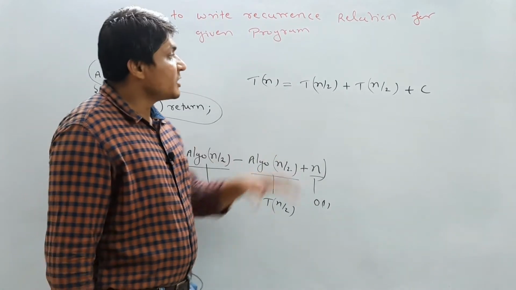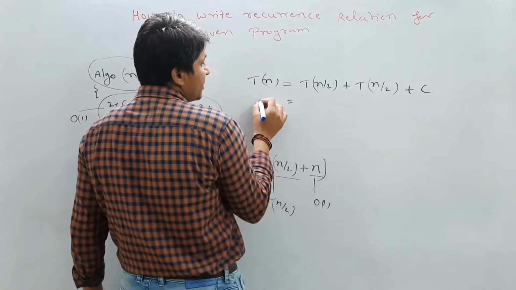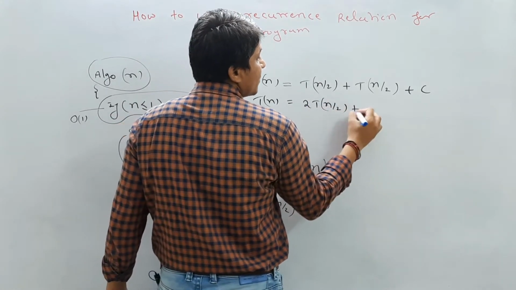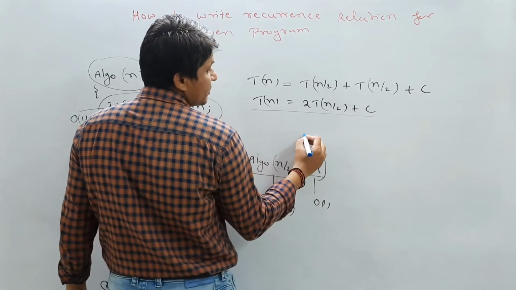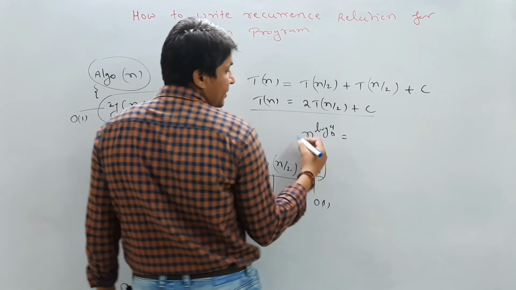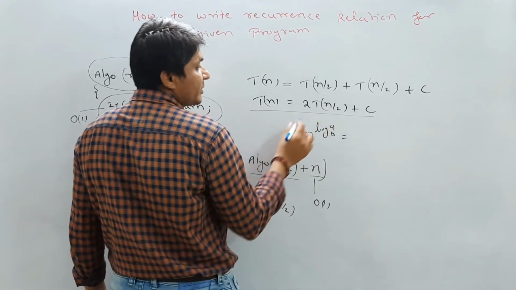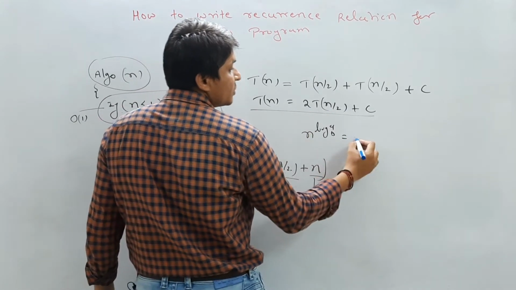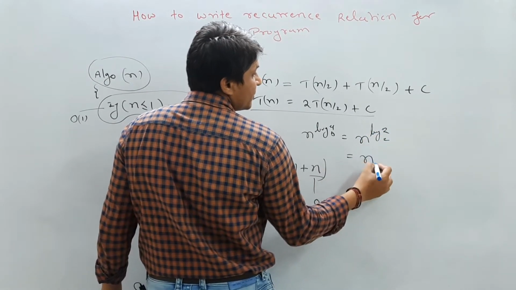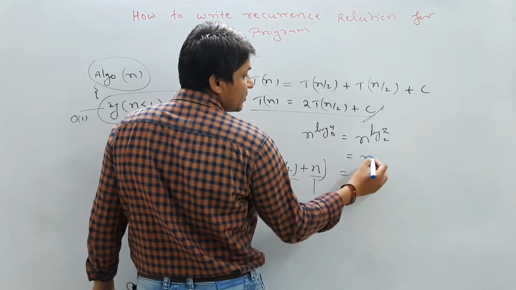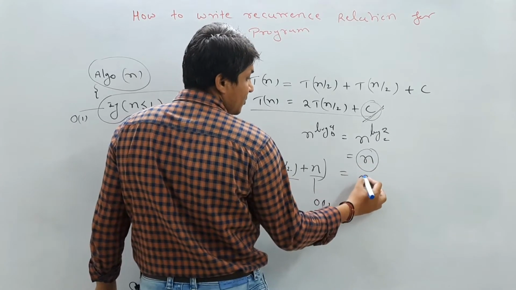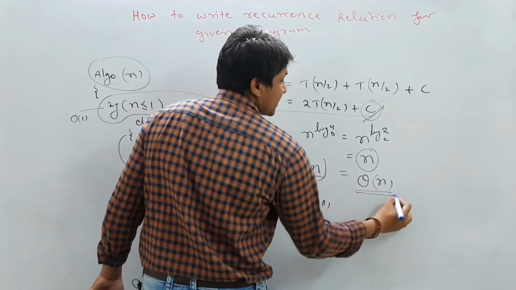So the recurrence relation is nothing but T(n) = 2T(n/2) + constant. If you solve this, it is going to be n raised to power log a base b. If you apply the master theorem, a is 2, b is also 2, so n raised to power log 2 base 2 is nothing but n. Now if you compare this function value and this function value, which one is greater? This one is greater. So the time complexity is order of n.